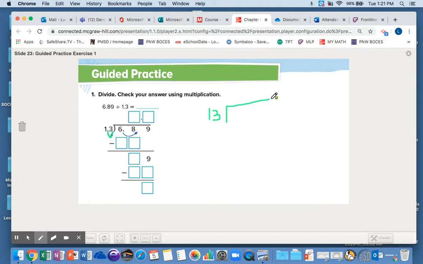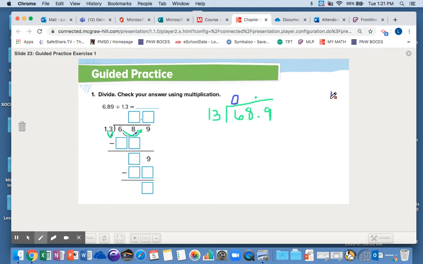And then we have to move it one place on the inside. So if we move it one place, we're going to get not 6 and 89 hundredths, but we're going to get 68 and 9 tenths because we're going to move the decimal there. So it's going to be 68 and 9 tenths. So you bring up that decimal, okay? Now, 13 goes into 6. No, so you could put the 0 there, which is just a placeholder.